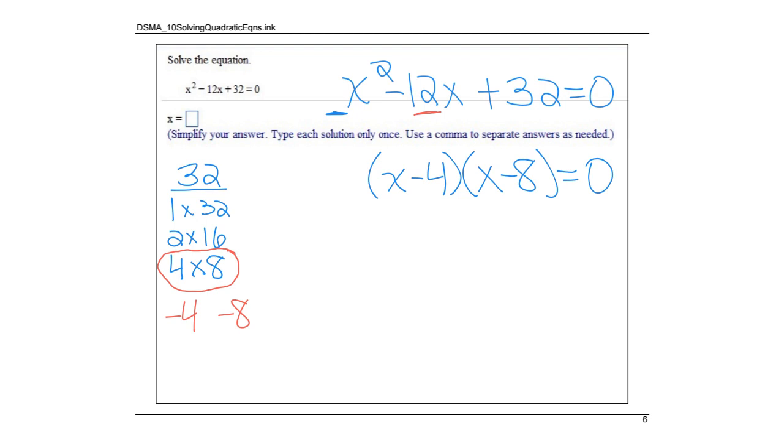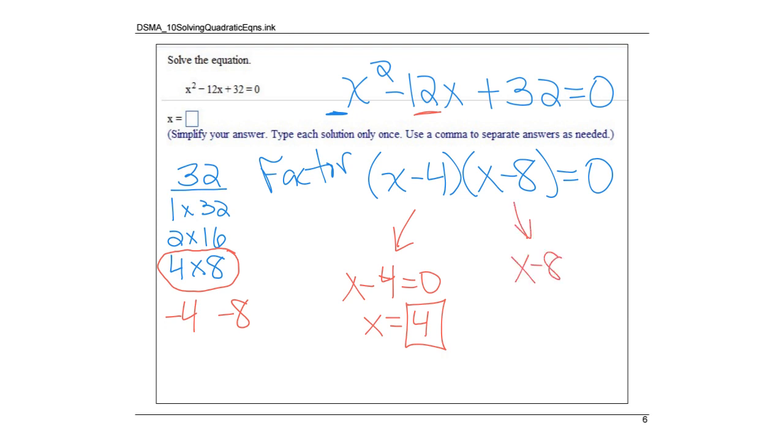Now let's go ahead and just check our work. If we FOIL, we have x times x gets us x squared. We have negative 8x as our outer and negative 4x as our inner terms. If we add those together, we get the negative 12x in the middle. And then negative 4 times negative 8 gives me the 32. So I'm good to go. I factored, right? We need to factor. And now I can set each of these equal to 0. So I have x minus 4 equals 0, or x equal positive 4. And then here I have x minus 8 equals 0 and x equal 8.